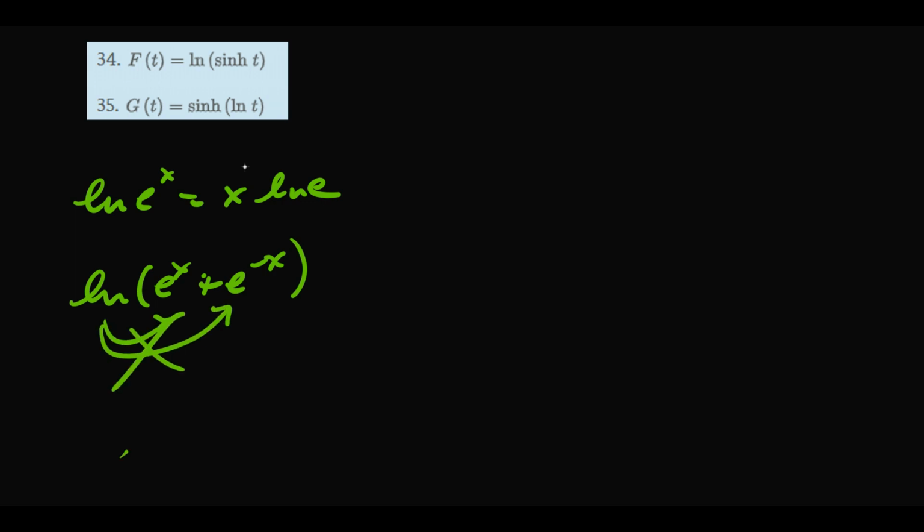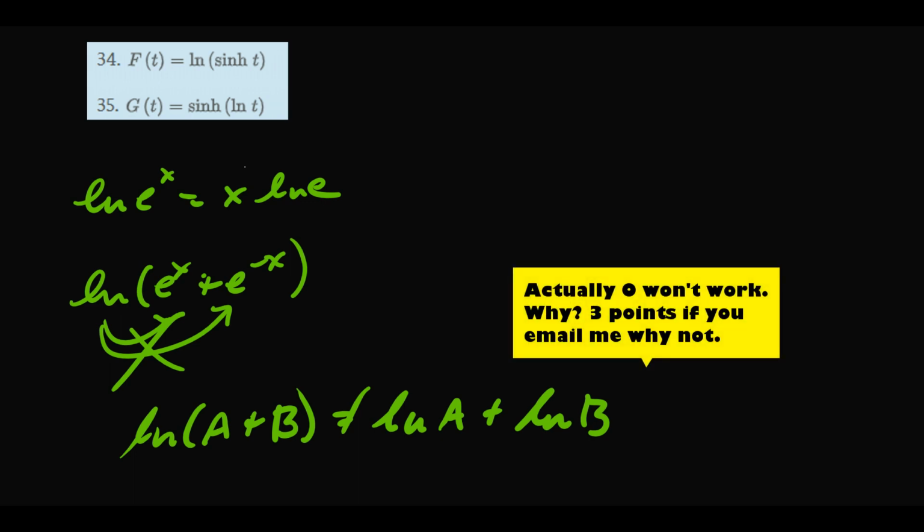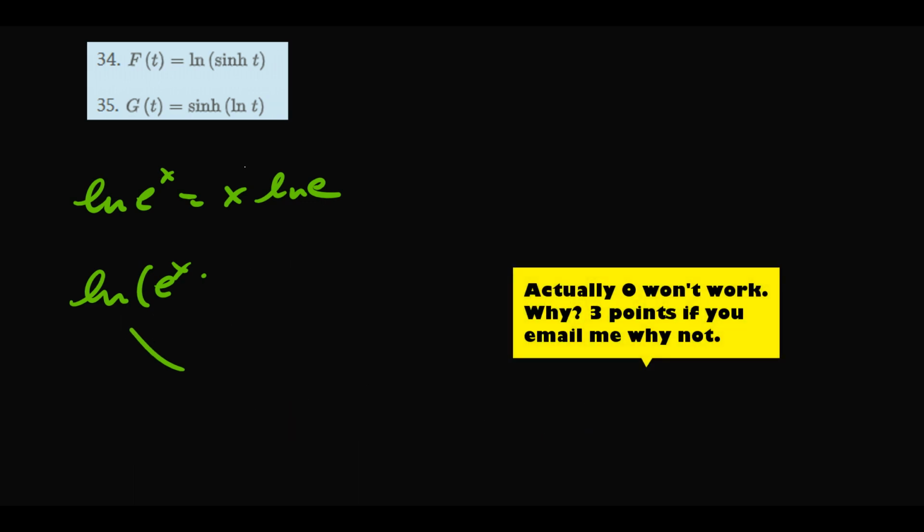You cannot do that. So in other words, natural log of a b is not natural log of a plus natural log of b. Okay, you can't do that. You can, but it's wrong. It only works for 1 and 0, maybe. All right, so let's get rid of that.